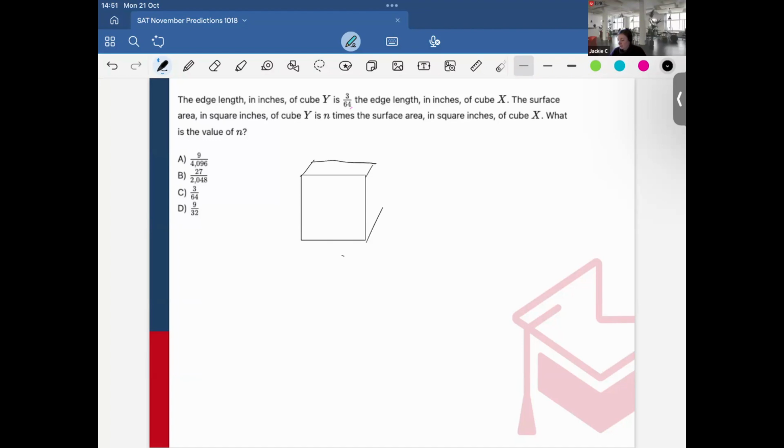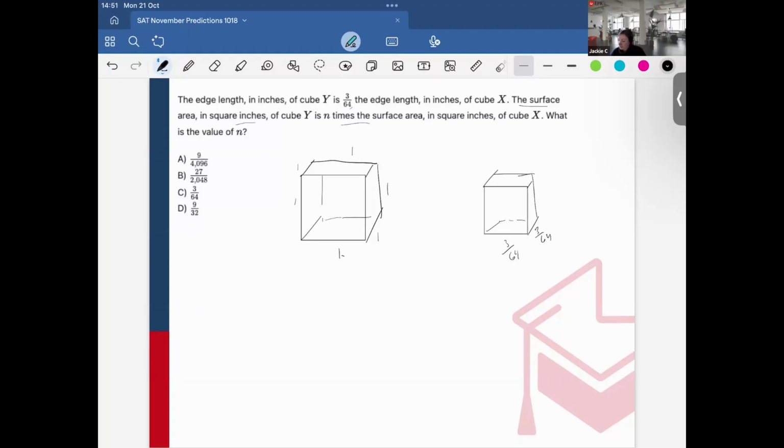And remember, cubes are not given to us in the formula sheet of the exam. Okay, so cube x, each of its edges, we're just going to make it 1. And then we have cube y. Each of its edges are 3/64. Just a rough sketch.